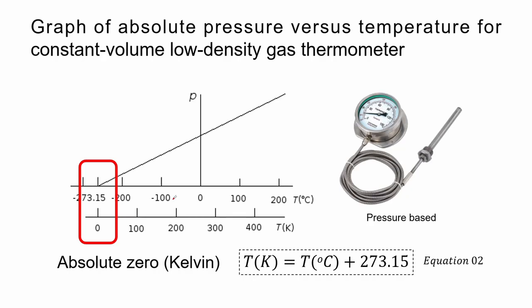Looking closely at the relationship between pressure and temperature, we see that at 0 Kelvin or -273 Celsius, the pressure is at minimum or zero. The graph shows the relationship for the absolute pressure versus temperature for a constant volume low density gas thermometer.